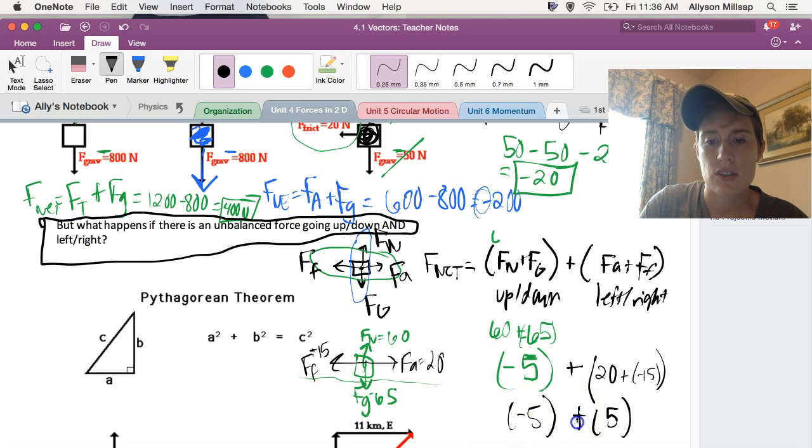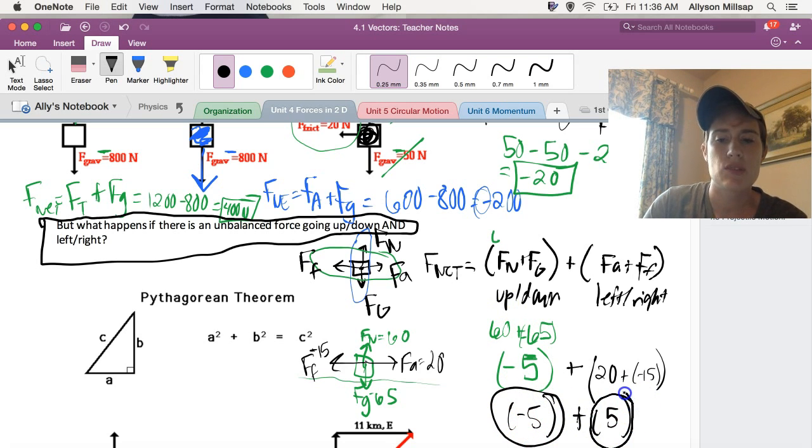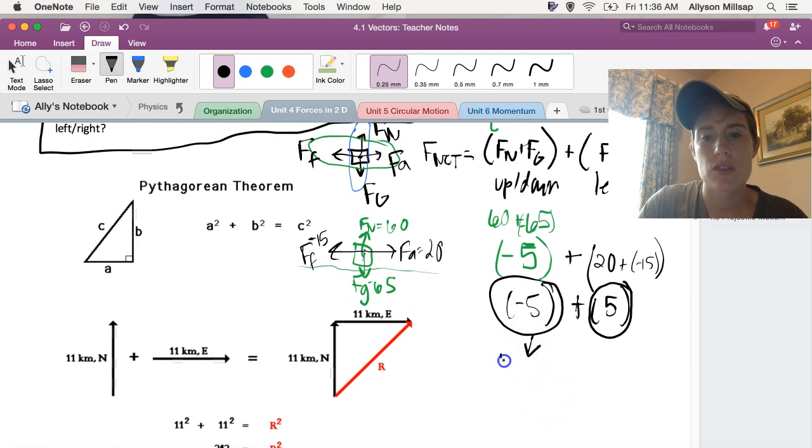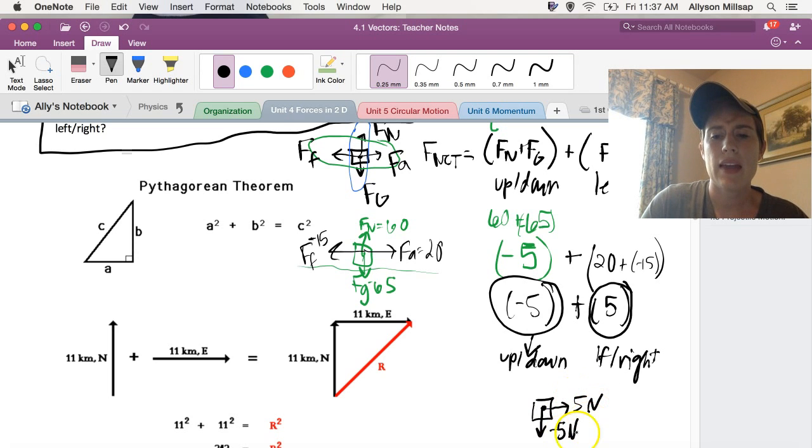Okay, here's what you can't do. If you have an unbalanced force up and down, so this is my up and down force, it's unbalanced, and you have an unbalanced force left and right, you cannot add them together. It just doesn't work that way. So what I want you to do is if you have an unbalanced force up and down, I want you to redraw your picture and show me that force. -5 newtons. Okay? Now here's your left and right force. Show me that on your free body diagram as well. 5 newtons. We can't add them together because they're not going the same direction, right?